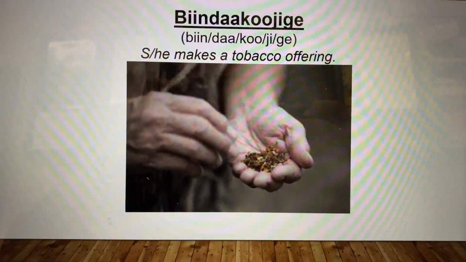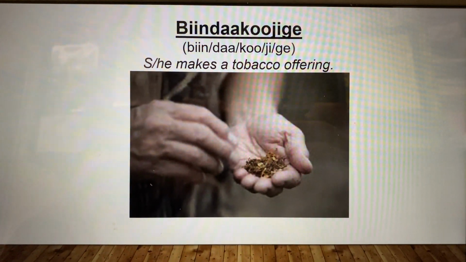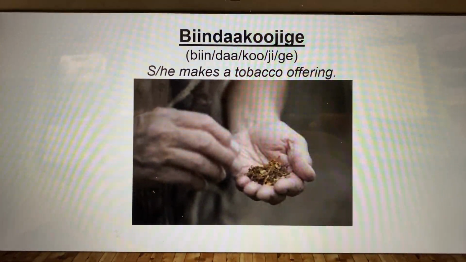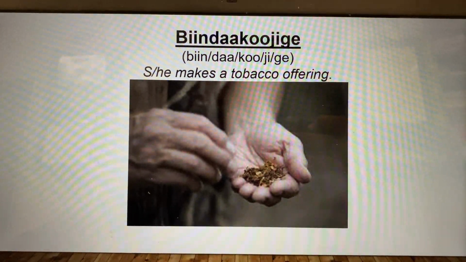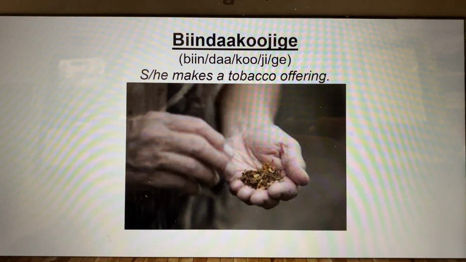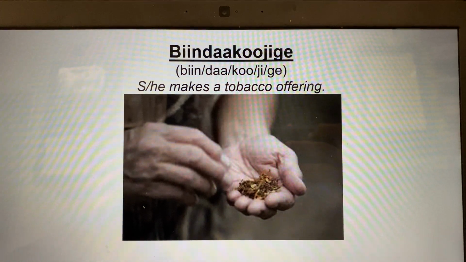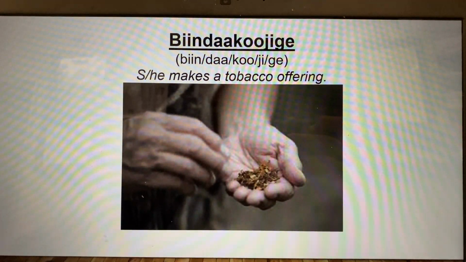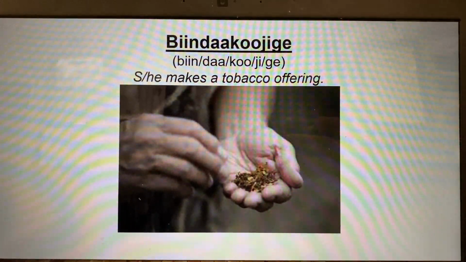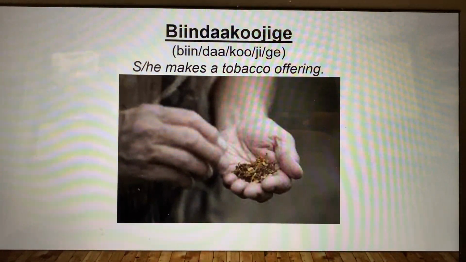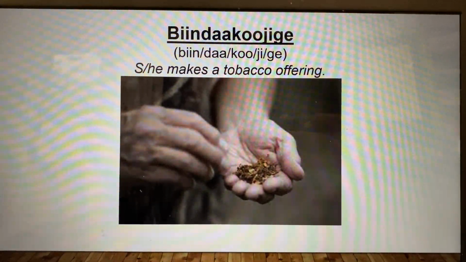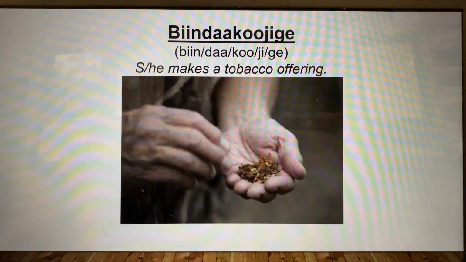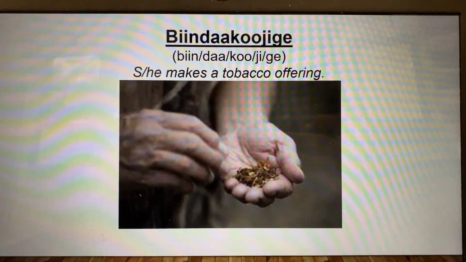So first and foremost, we always want to make our offering, whether we're offering to the lake for harvesting rice, whether we're doing a lake ceremony, whether we're taking fish, whether we go out and hunt, or gathering our medicines, we always want to make that tobacco offering. So Binda Kujige comes first in any of our process things that we do. So Binda Kujige, here he makes a tobacco offering.